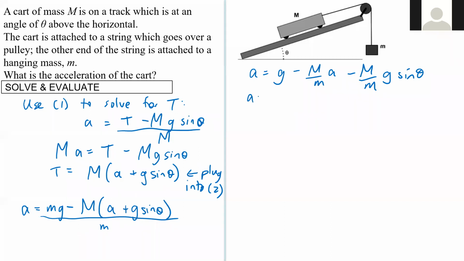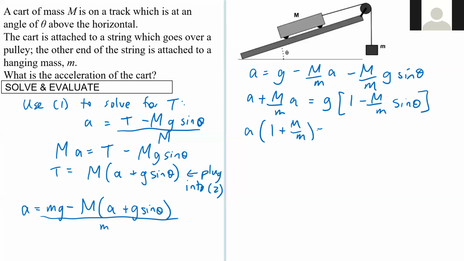A is equal to, let's gather all the terms with a on one side of the equation. So I've got a plus capital M over lowercase m times a is equal to g times 1 minus capital M over m sine theta. And then I can pull out the factor of a, 1 plus capital M over m is equal to all that stuff. So I end up with a is equal to g times this big thing, m minus capital M sine theta, divided by m plus capital M. So that's sort of my answer.